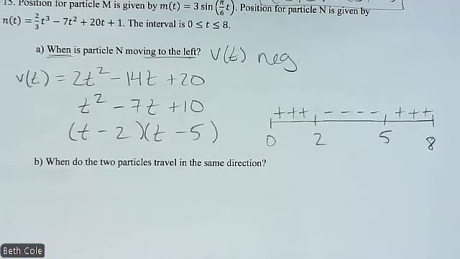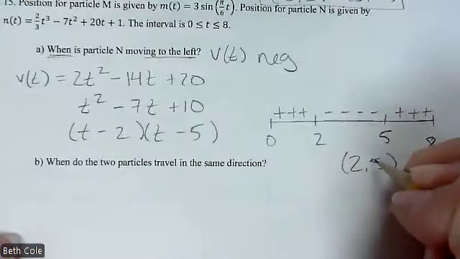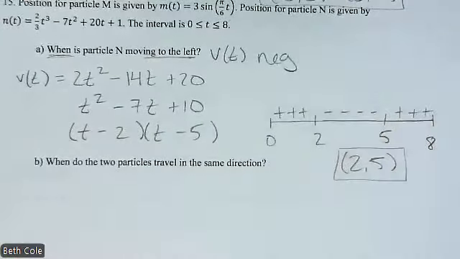And so then what's the answer? Yep, 2 to 5. And it looks like an ordered pair. It's not, it's an interval from 2 to 5. But I get that it looks like that.